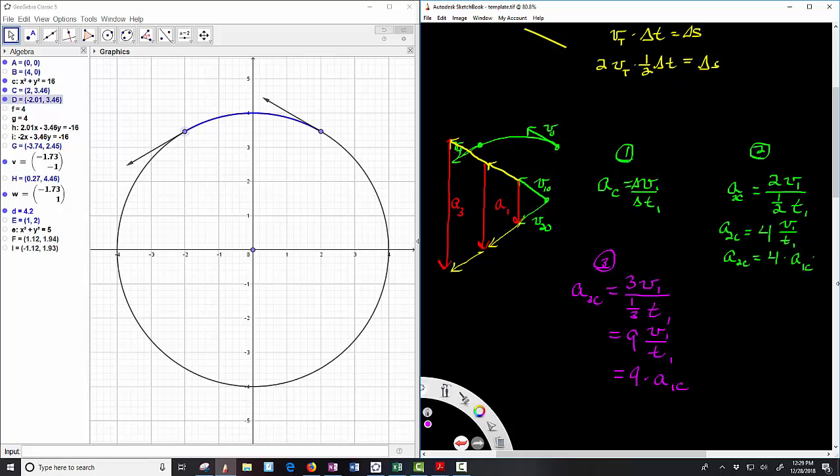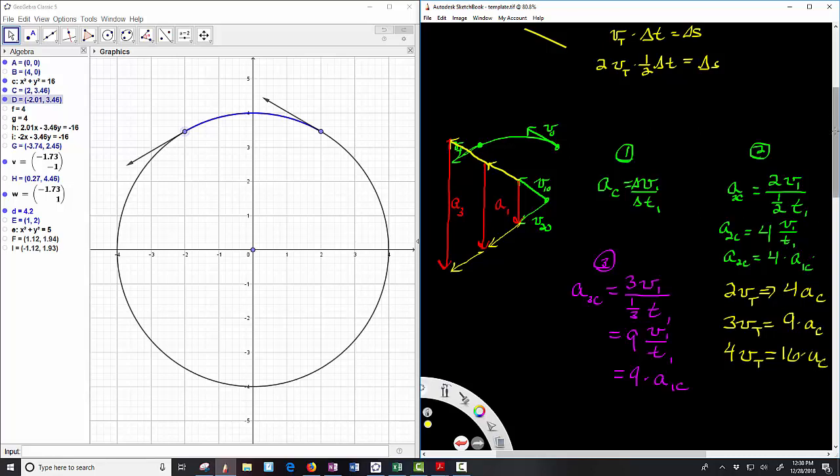Okay, so to summarize, if we double the velocity, we get 4 times the acceleration. If we triple the velocity, we get 9 times the acceleration. So what would happen if I did 4 times the velocity? Well, you get 16 times the acceleration.